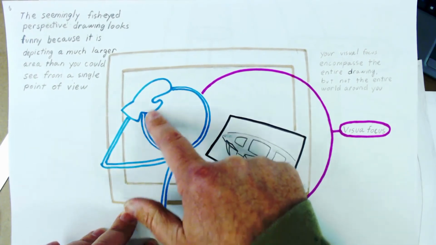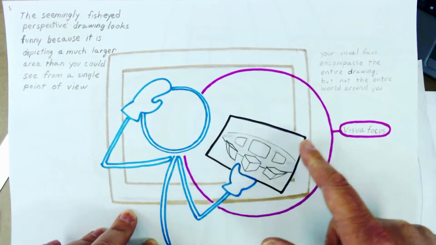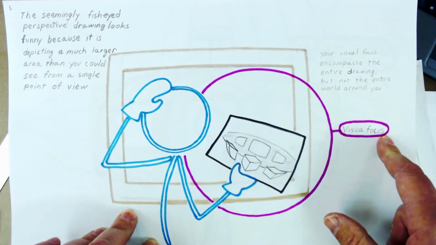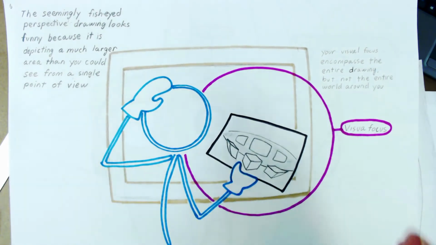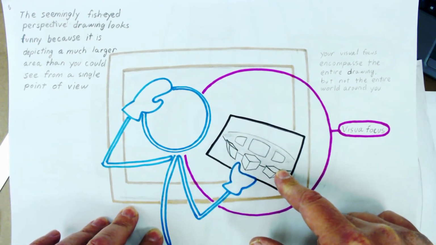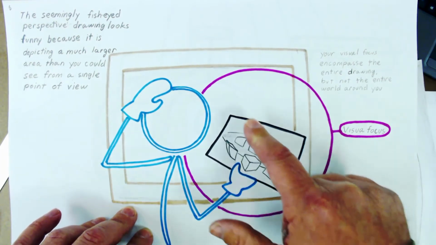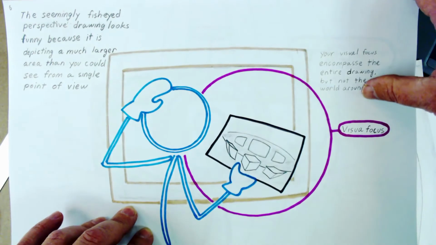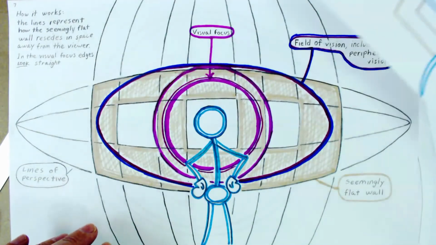Okay, so here's you, let's say, and here's your visual focus, right? This is the part of your eye that's really seeing things, right? And you're seeing the whole world on this piece of paper. But when you look at the world, that's not what you see at all. You just see what's in here. What do I mean? Well, let me show you.